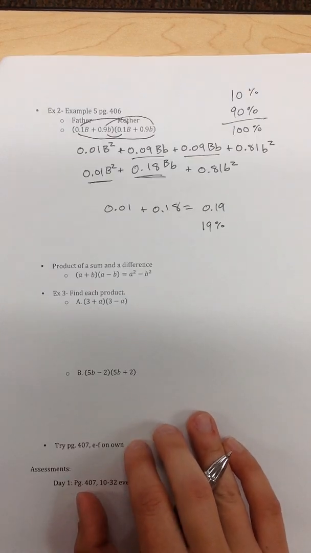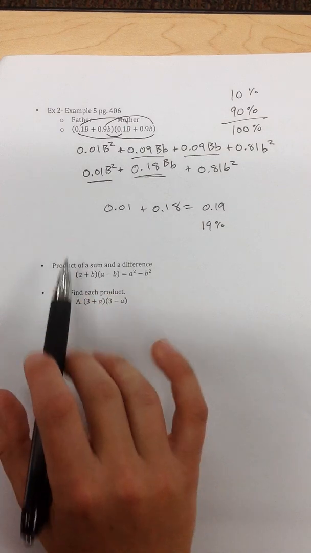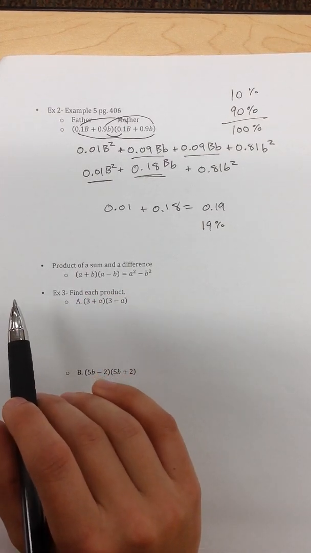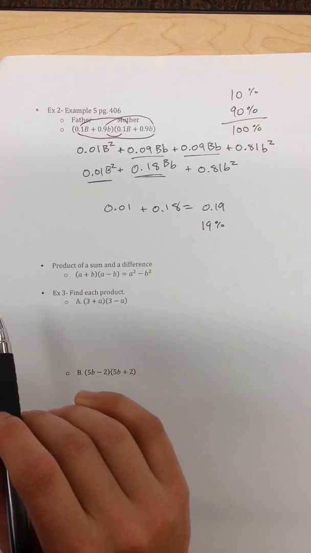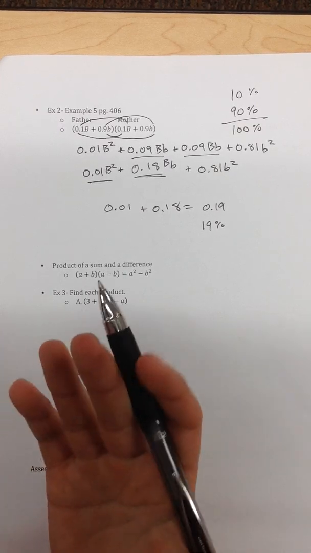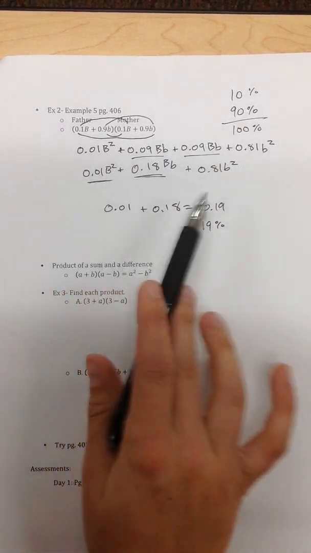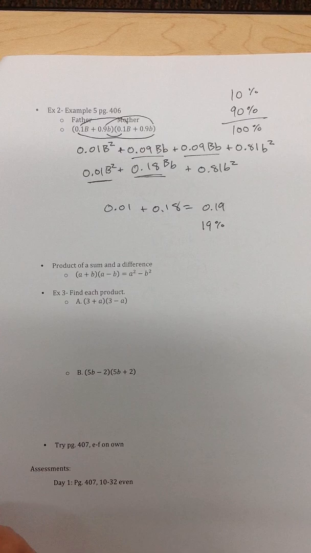So there would be a 19% chance, if these were your numbers here, that your parent is going to give you the brown eyes gene. Now whether you have brown eyes or not, that kind of is up to whatever else is going on there, but that is your percentage.